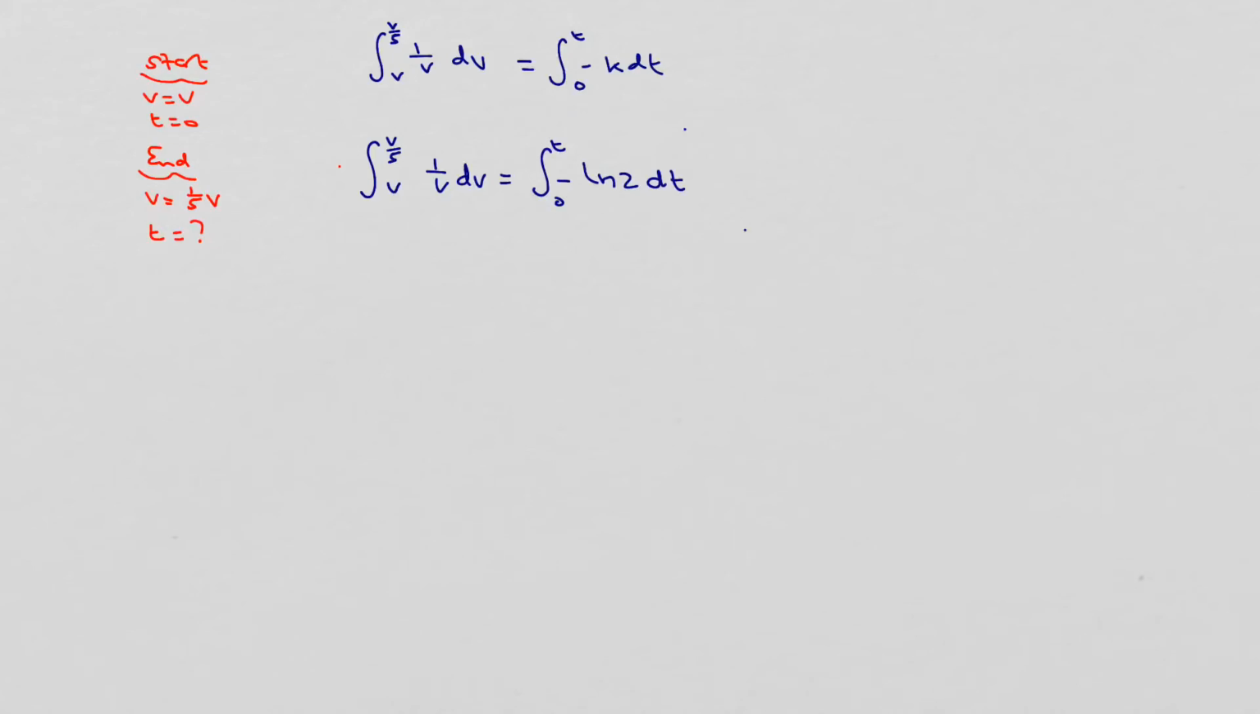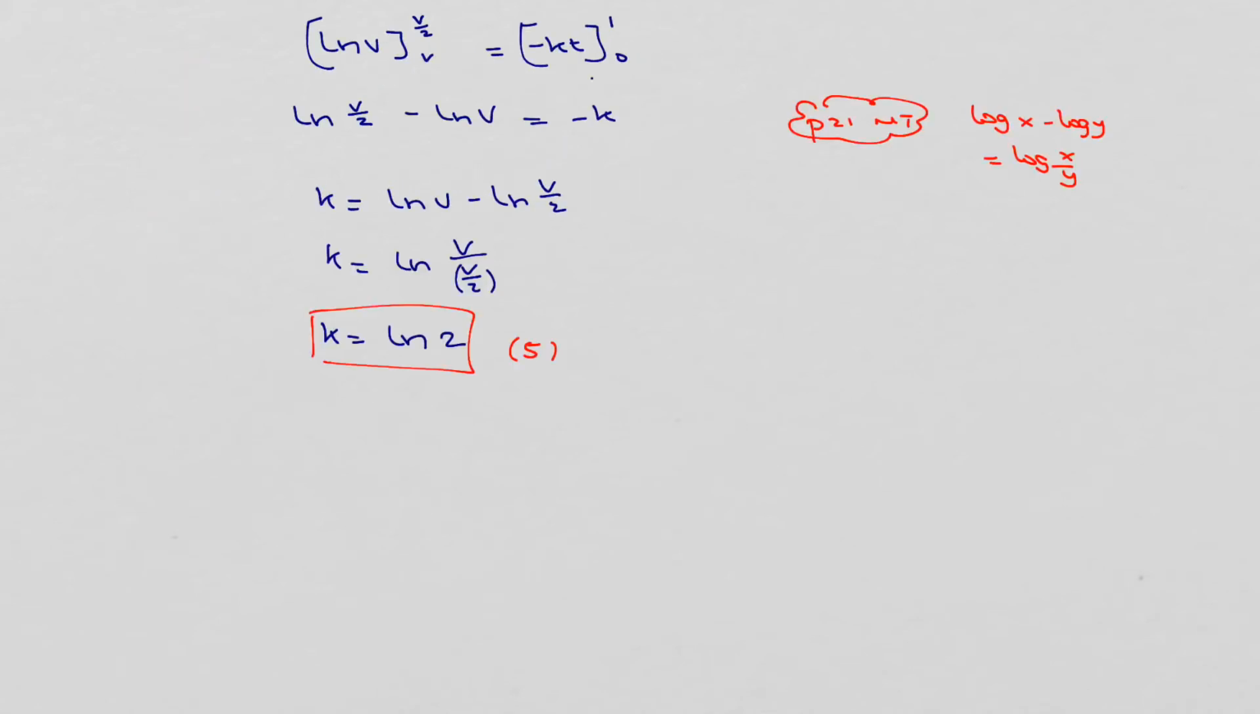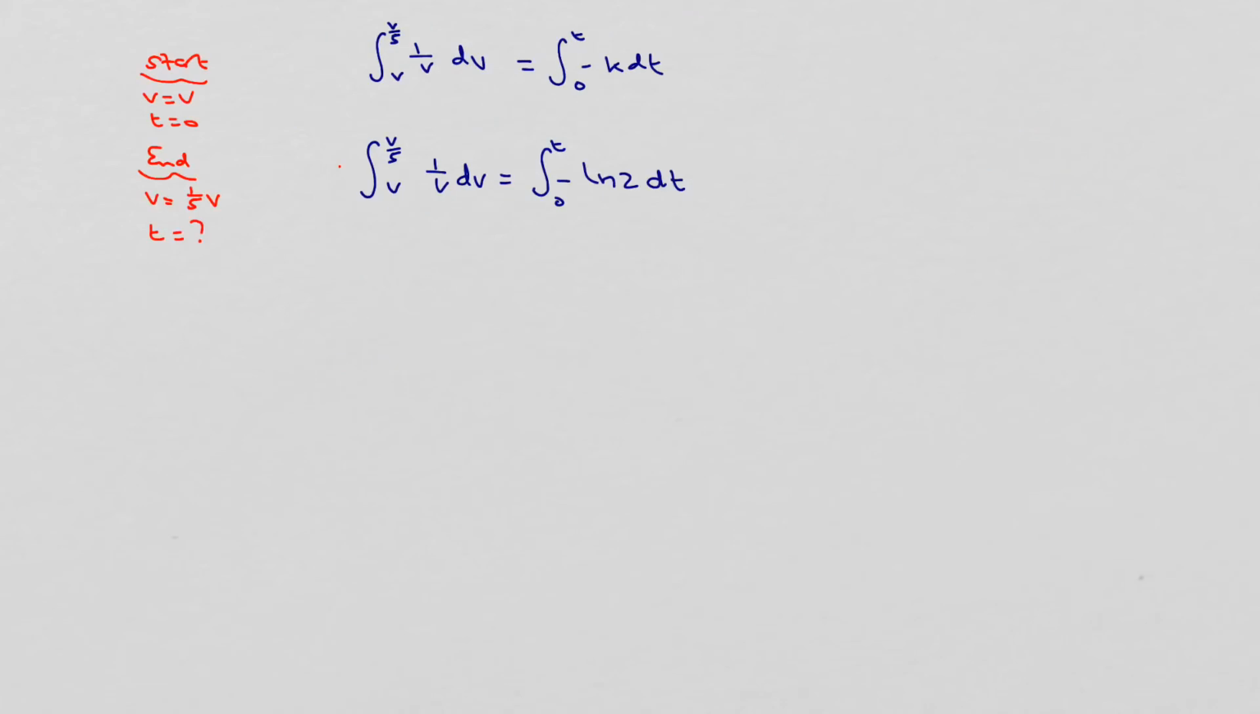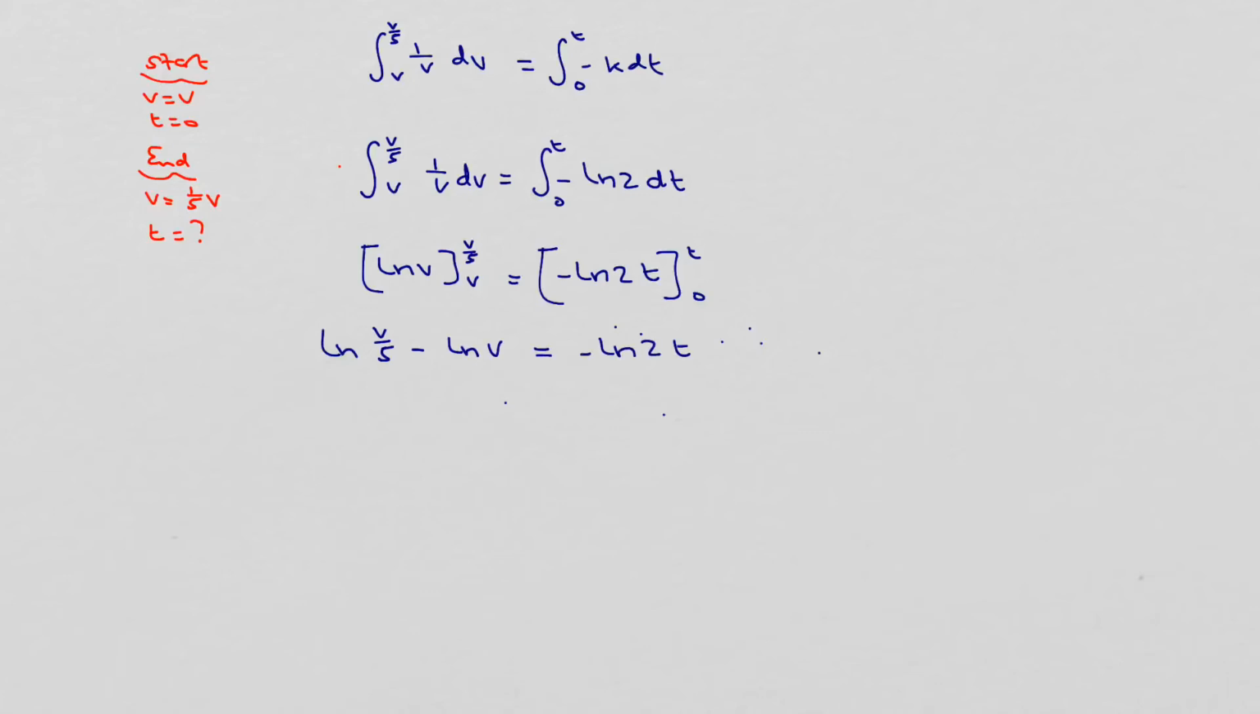So now we just integrate as normal, or you could of course go to this part of your previous answer and just sub in your new limits, because the integration is still obviously going to be the same. So if I integrate 1 over v, it's just natural log of v as we saw already. This time my upper limit has changed, and my constant has been found, so it's natural log of 2 times t. So that's natural log of v over 5 minus natural log of v is equal to minus natural log of 2t.